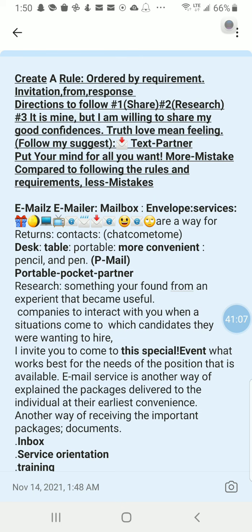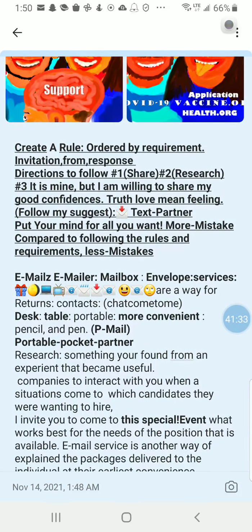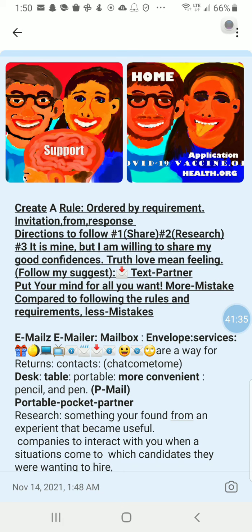Whenever we speak about email services, a lot of times your email is another way of explaining the package that was delivered to individuals from earlier. So a lot of times you want to know that whenever it comes to email service, there are a lot of things, but there's something I also want to talk about over here.